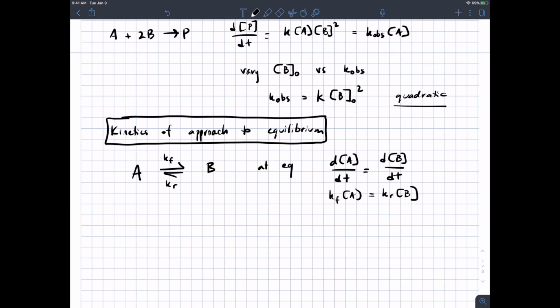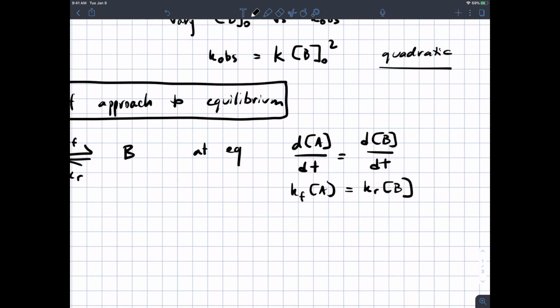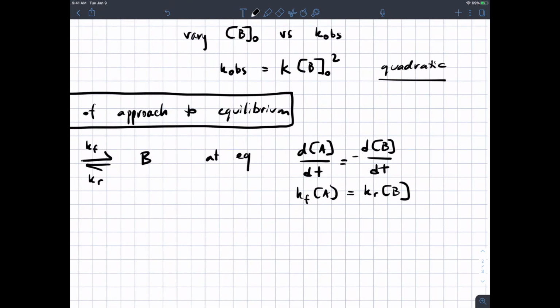I'm not sure what the sign relationships ought to be. Why am I getting confused here? I think they have to be opposite. Well, wouldn't A be negative because it's disappearing? Right. But then B, why is this confusing to me? The forward rate and the backwards rate are equal to each other. Yeah, I think that's right.